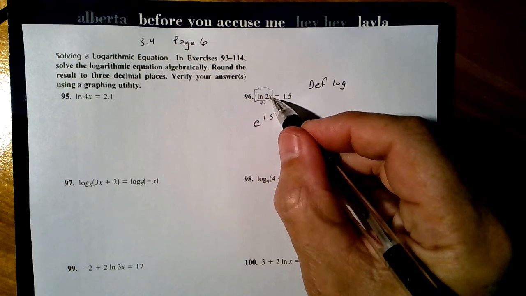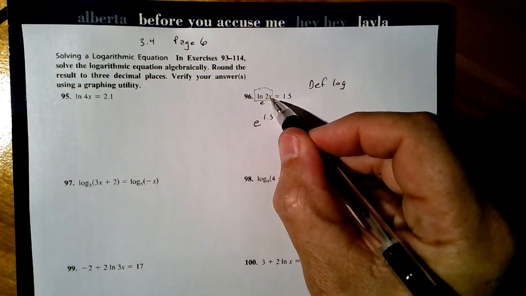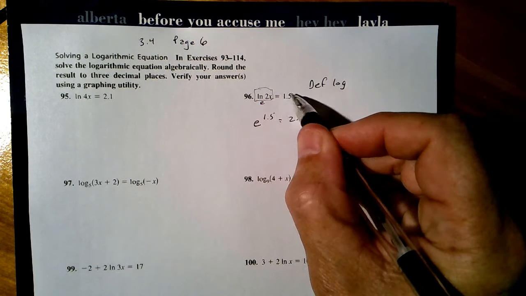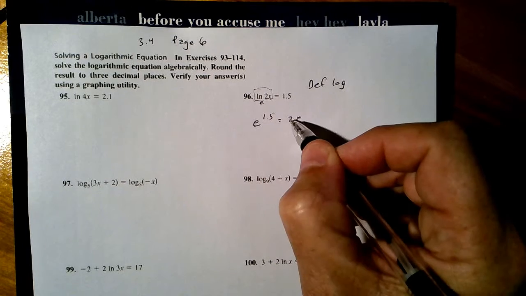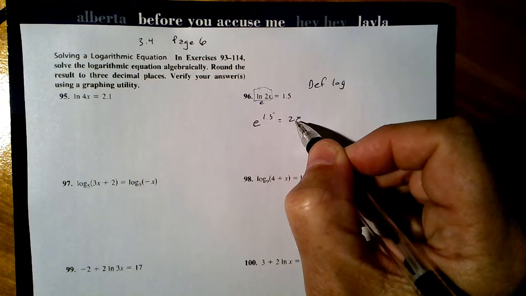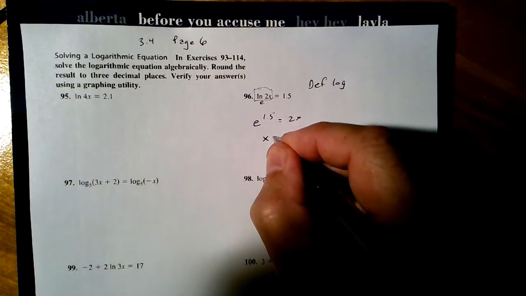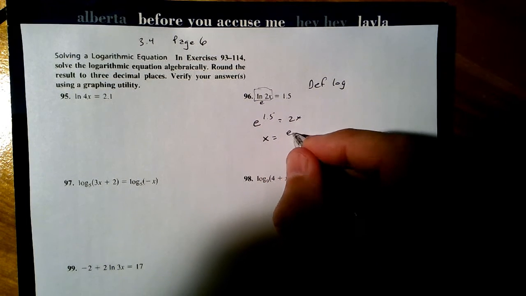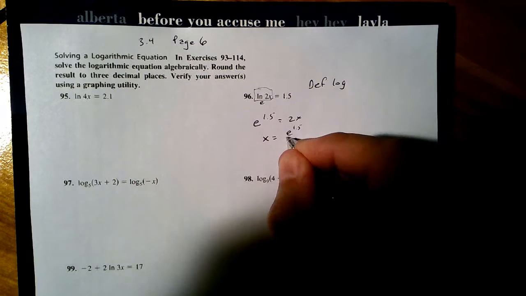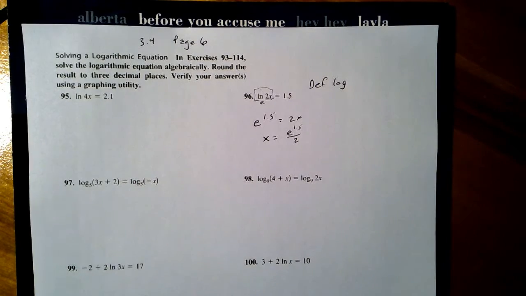This is the exponent. We know that. This is the exponent that turns e into 2x. Can we apply it? Well, this is 1.5. So 1.5 is the exponent that turns e into 2x. And at that stage, exact answer, x equals e to the 1.5 over 2. And you can check that with your calculator.